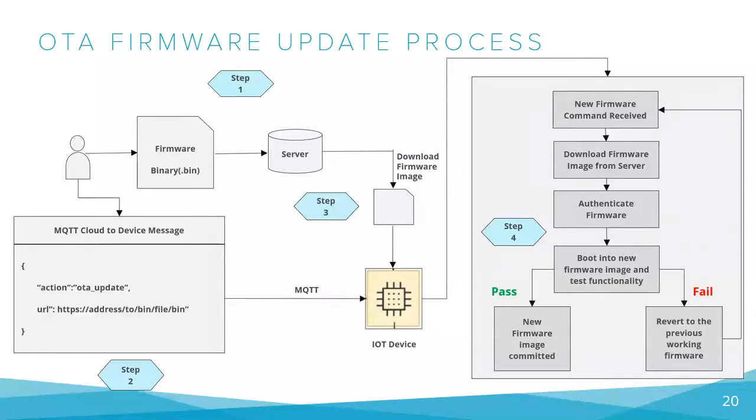So you can see that new firmware command is first received, then the firmware image is downloaded from the server, then its authenticity is checked, and then it is booted into a new firmware image. There a few functionality is tested. If the test cases are passed, then the new firmware image is committed. Else if it fails, then you have to revert to the previous working firmware. So actually a fallback mechanism should be in place after step number 3 and 4. In case the firmware file is corrupted during the download, the IoT device should not load in the new firmware or it should free the used resource.